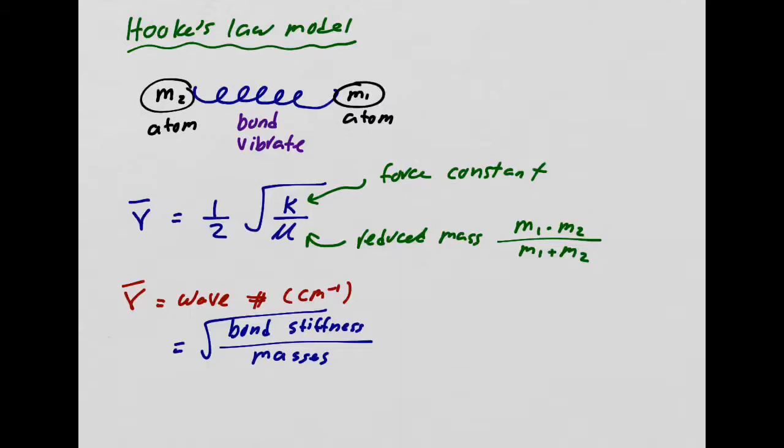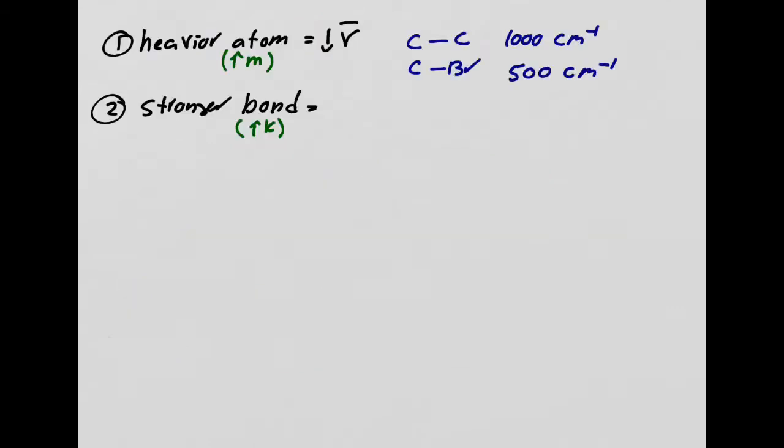If I have a stronger bond, which means a higher K value, what happens to my wave number? The wave number has to go up. This goes up, the wave number goes up. So if that's the case, the wave number is going to go up. Now, here's an example.